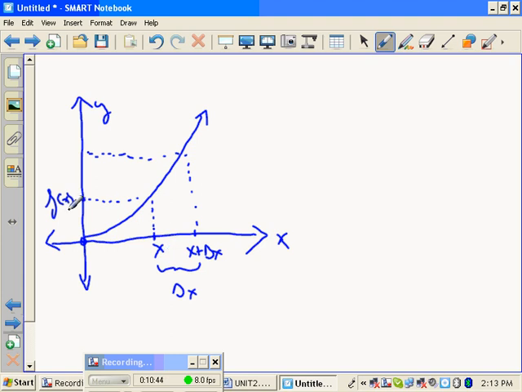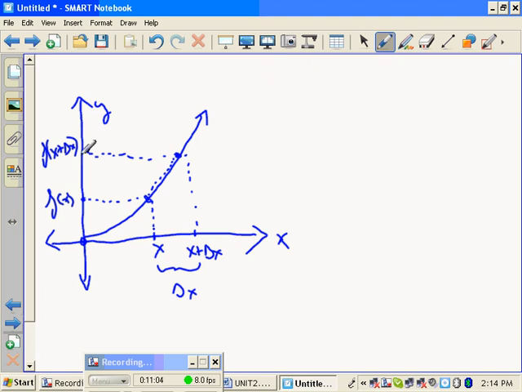At x, we get f of x. At x plus delta x, we get what? Yeah, f of x plus delta x, that's all. Can you now tell me the slope of this secant line? What is the slope of that secant line?